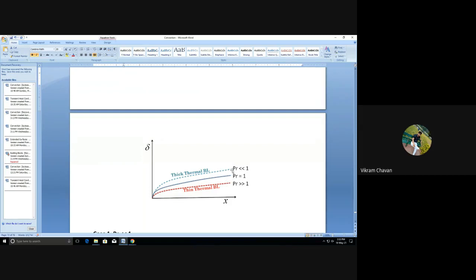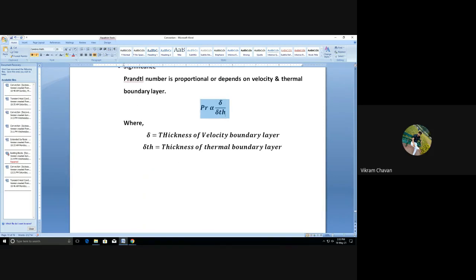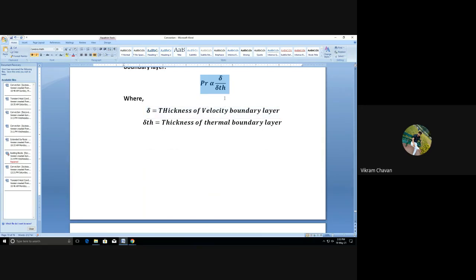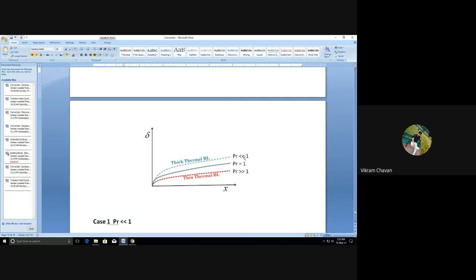According to our formula, if the thickness of the thermal boundary layer is greater than the thickness of the velocity boundary layer, then we will get a Prandtl number less than 1, as the Prandtl number is nothing but delta divided by delta Th.